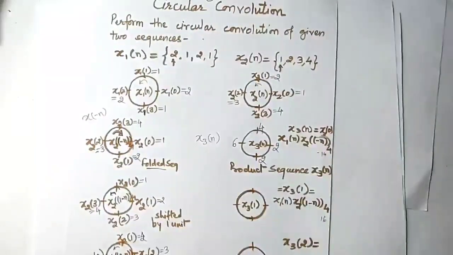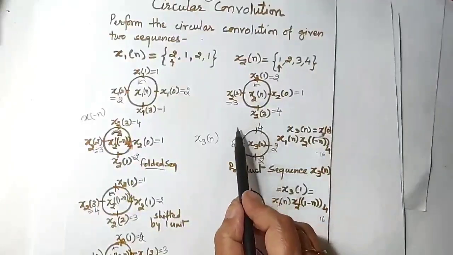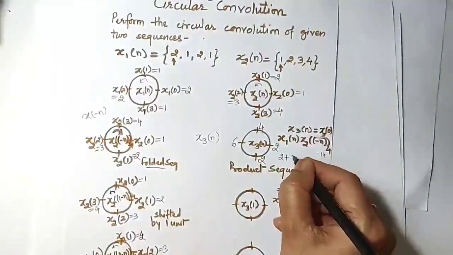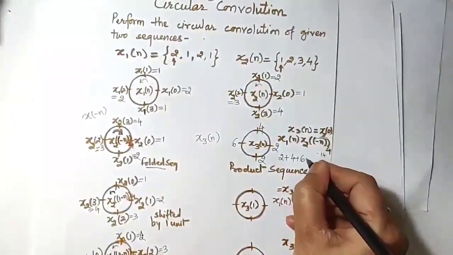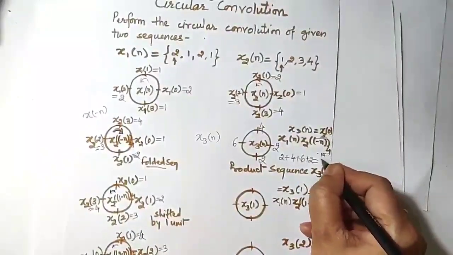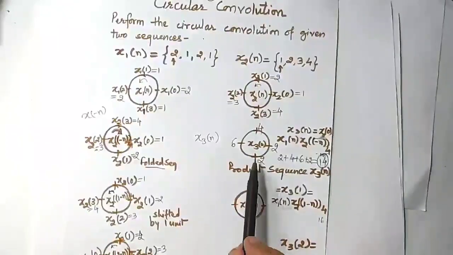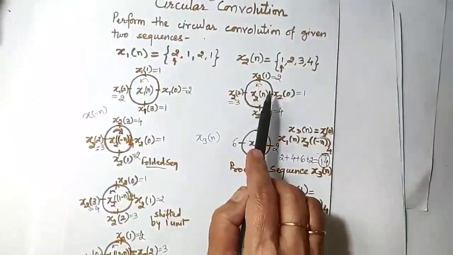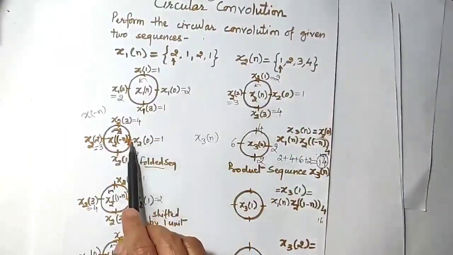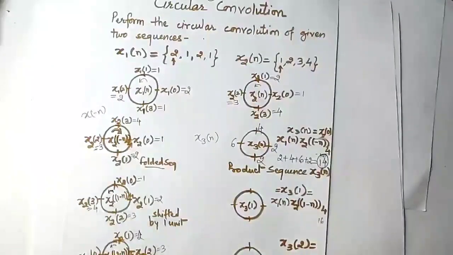And then, what is our fourth step? Then the sum of all the product samples. It means 2 plus 4 plus 6 plus 2, that will be equal to 14. So for the x[0] value, I repeat, we have shifted it for n equal to 0 and made the first folded sequence, and then this folded sequence will be shifted by one step again and again.